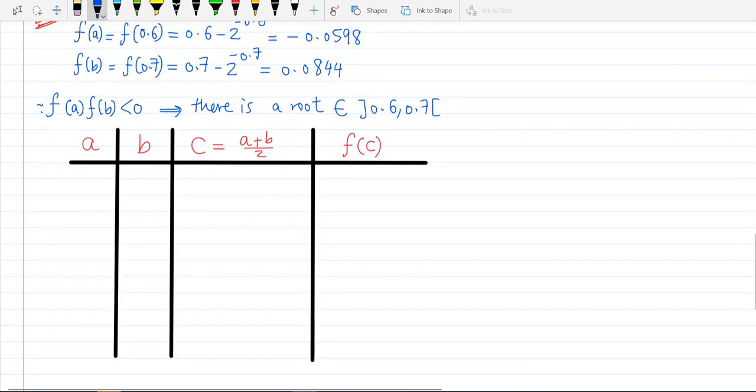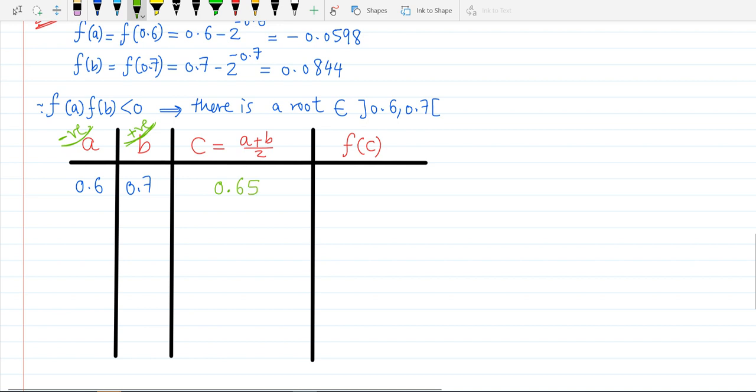In order to summarize the results, we will make the following table. In this table, we first write A, which is 0.6, and B, which is 0.7. The first important thing to write is that f of A is negative here, and f of B is positive. The first thing is to find A plus B over 2, so 0.6 plus 0.7 over 2, which will be 0.65.